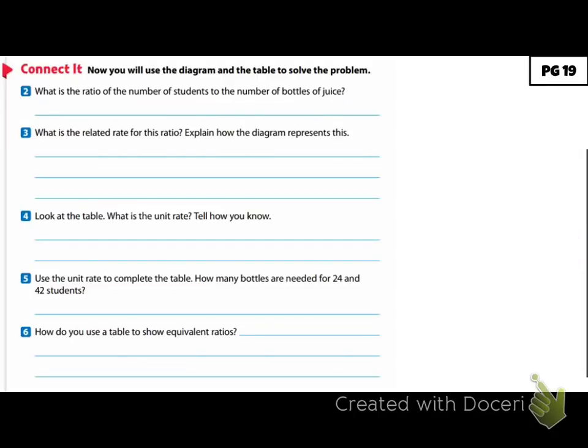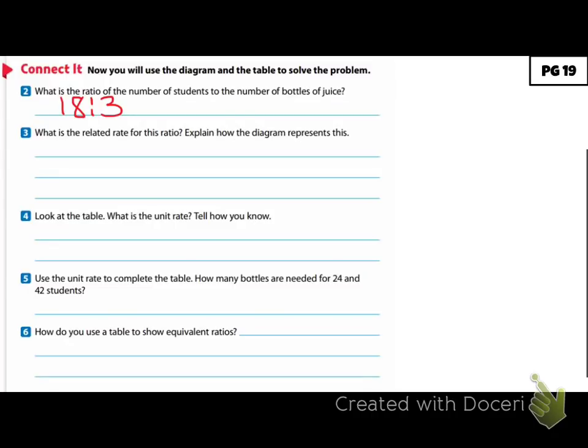So now that we've done that work over there, it'll help guide us through these questions. Number 2 says, what is the ratio of the number of students to the number of bottles of juice? Our original ratio that they gave us was 18 to 3. They said 18 students to 3 bottles of juice. Number 3, what is the related rate for this ratio? Explain how the diagram represents this.